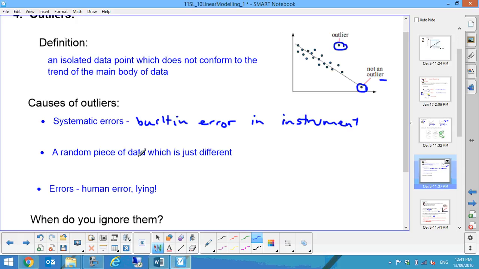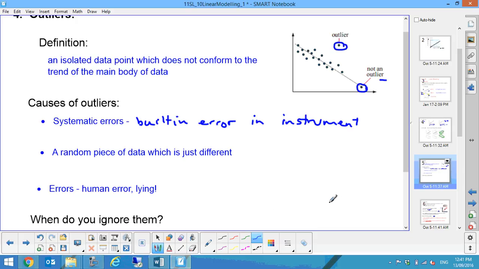You might just have a random piece of data which is different. If you had Usain Bolt running at the Redlands Athletics Carnival, he would be an outlier. His time for the 100 metres would be so much faster because he's just different to the rest of us. The other causes of errors are sometimes just human error. We've written it down incorrectly. We just made a mistake. We forgot to put another zero in or put the wrong decimal place. Or it could be someone is just lying. They say, well, I read 100 books during my holidays. Maybe they did and they were a genuine outlier, or maybe they weren't telling the truth.